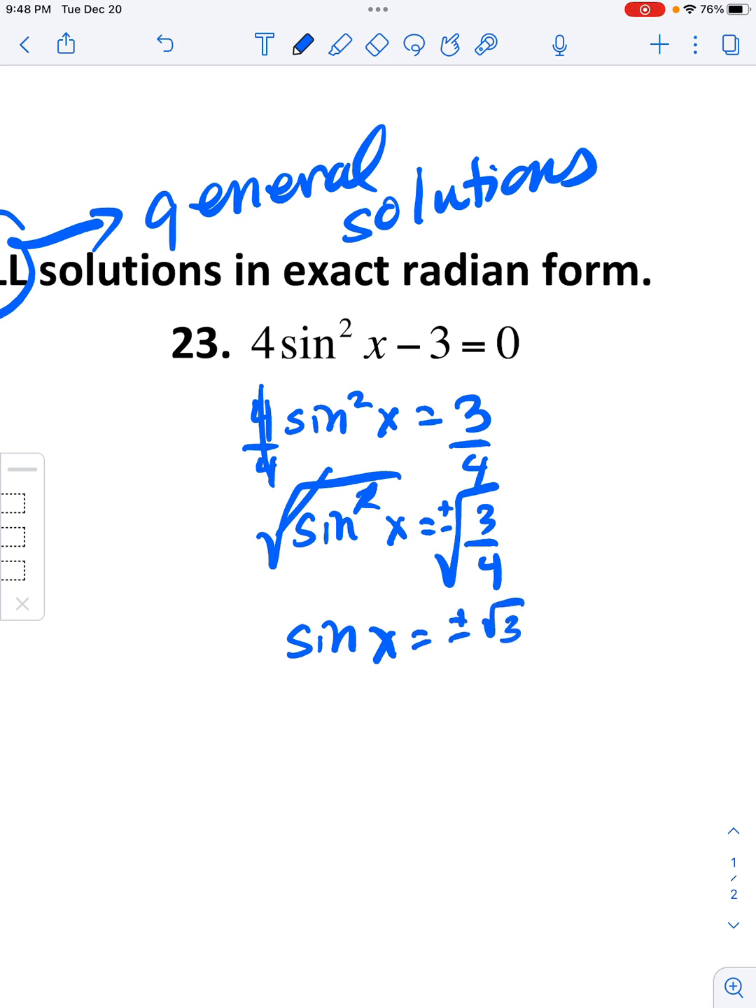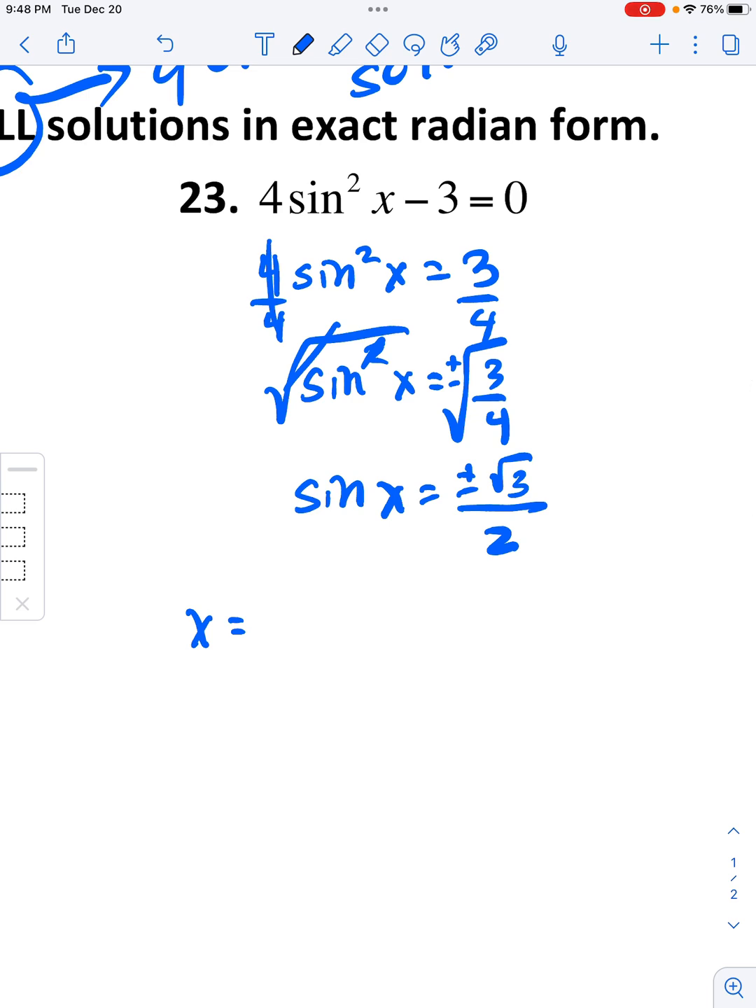So this is plus or minus the square root of 3 over 2. So there's obviously several places on there where the sine is square root of 3 over 2. First spot is pi thirds. I'm doing general or all possible answers, so I'm doing that. The next spot that's going to happen is at 2 pi thirds.